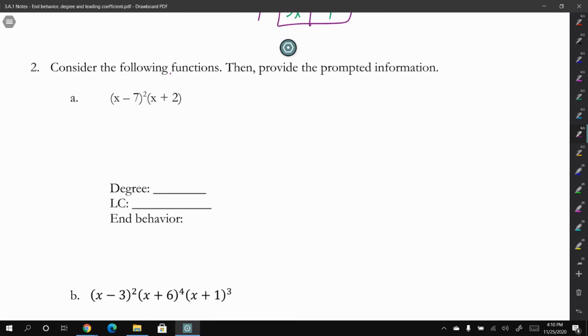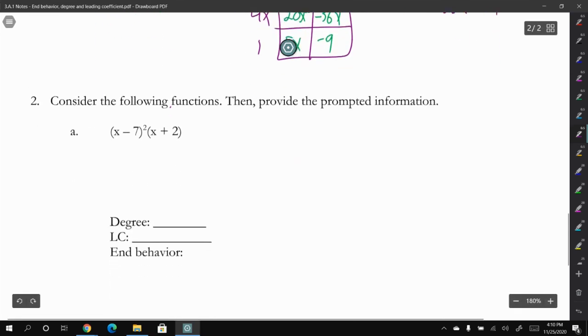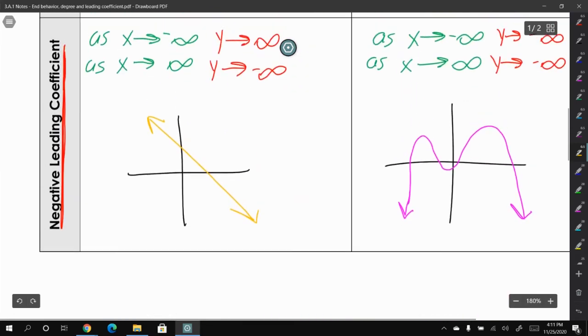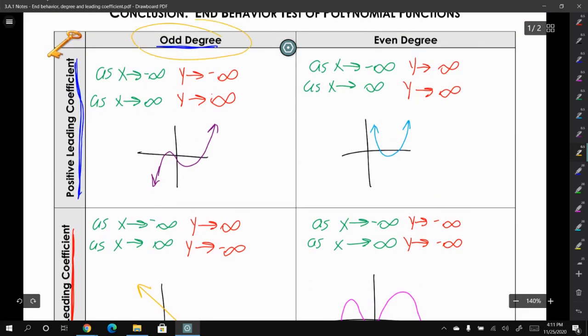Now for letter A, we could do what we did up here and multiply it out, but notice we have a squared right here, a second power, and an invisible 1 power here. And this can get very tedious to multiply out, so we're going to try to find a shortcut. So we're not going to multiply this out. Just take my word for it that this is x to the third minus 12x squared plus 21x plus 98. So now that this is in standard form, it's very easy to see, oh, our leading coefficient is an invisible 1, and our degree is 3. All right, now we can figure out our end behavior from this chart up here, where our degree is 3, which is odd, and our leading coefficient is positive. So this will be our end behavior.